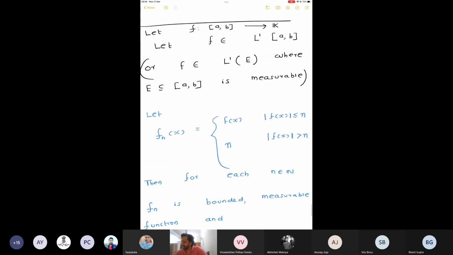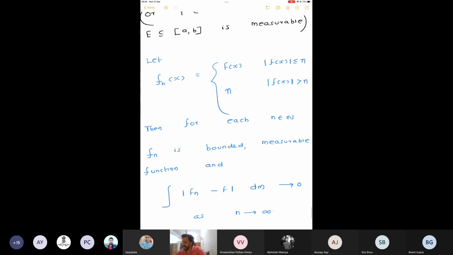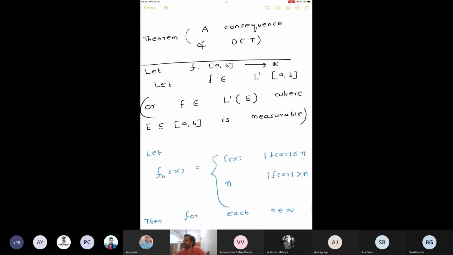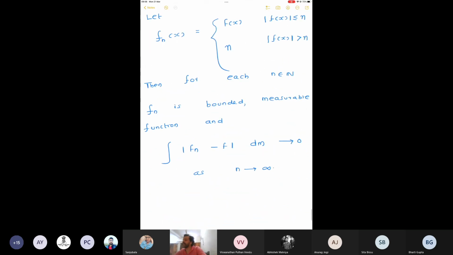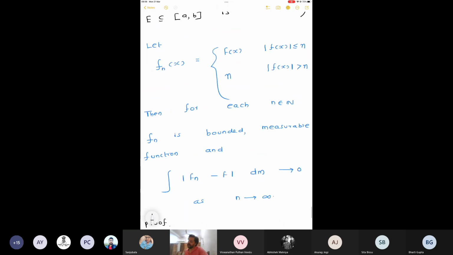Anyway, in that sense, what the theorem says is that once you have a Lebesgue integrable function, you can approximate it via bounded functions. Boundedness is important. Now let us prove this result. It is just one or two lines. It is based on the dominated convergence theorem, as I told you already.